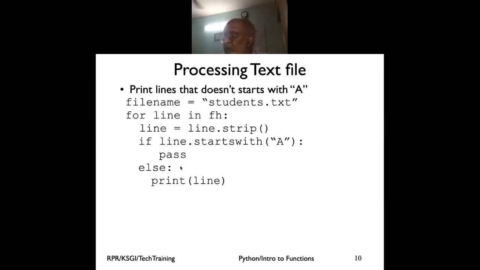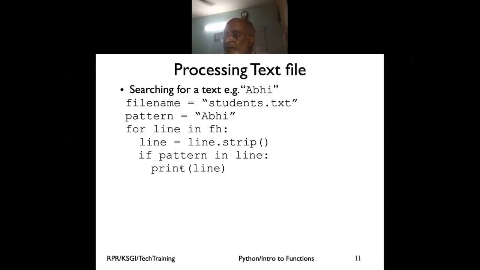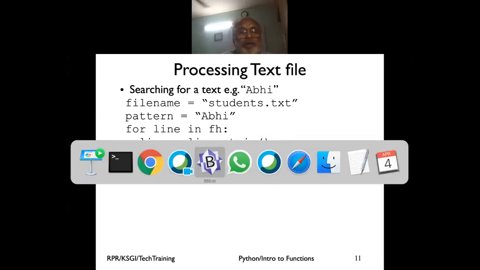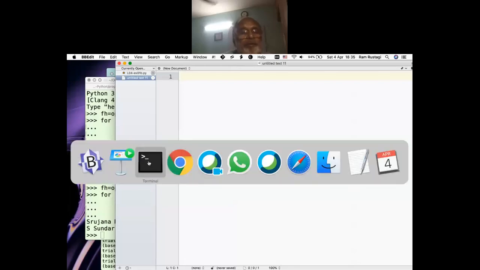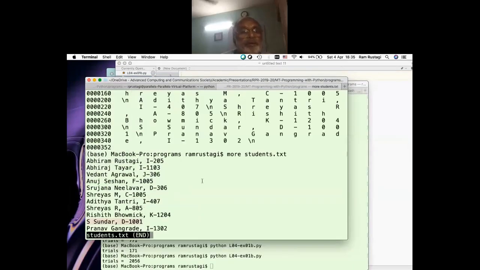In the same way, I can do the next one, searching for a text, which I said, if pattern is Abhi, I say if pattern is in line. That means Abhi is in the line, it will print only those lines. And in this case, if you look at my file, it has 2, 1 Abhiram, 1 Abhiraj, it will print only those two lines and nothing else.